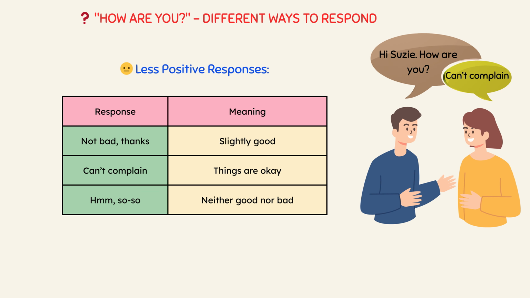Sometimes you may not feel great, but still want to reply politely. Here are some less positive, yet common responses. "Not bad, thanks." This means things are okay. "Slightly good." "Can't complain." A casual way to say that things are fine, not perfect, but acceptable. "So-so." This means you're feeling neither good nor bad, just average. These phrases help you respond honestly without being too negative.